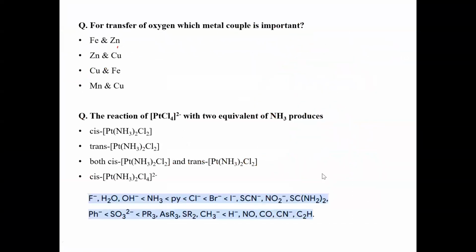And for transfer of oxygen, which metal couple is important? There are two metals given in each option. You have to identify which metals and the structures containing these metals are important in oxygen transfer. And the second one is the reaction of this PtCl4 complex, platinum with chloride complex, if I react it with two equivalents of ammonia, what will it produce.